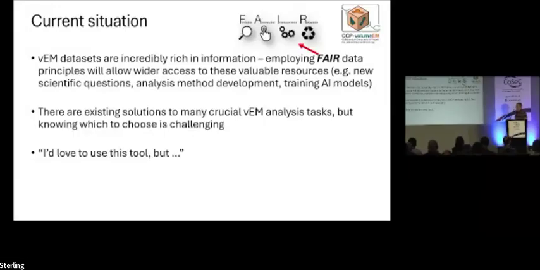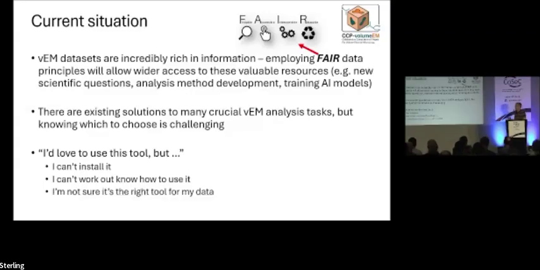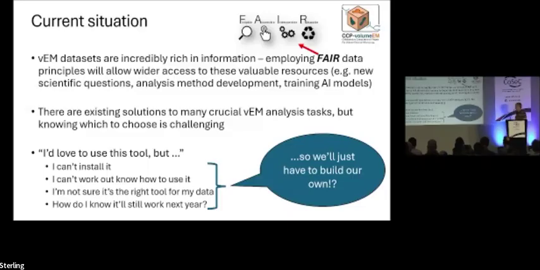There's a lot of tools out there. There's some nice solutions. We don't necessarily need to invent new neural network architectures to do this, but at the moment there's analysis paralysis. People don't know what to use, or how to use it for their tasks. People see things published and think, I'd love to use that, but I couldn't install it. I can't work out how to use it. I'm not really sure if this is the right tool. Will it work next year? These are the sorts of comments we get when people try to use these tools.